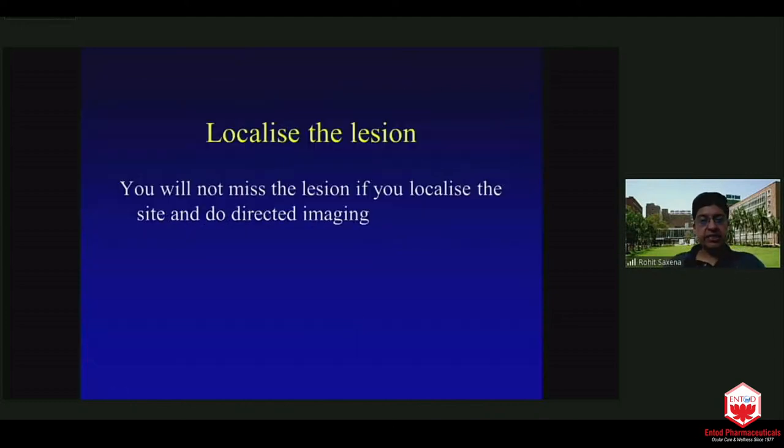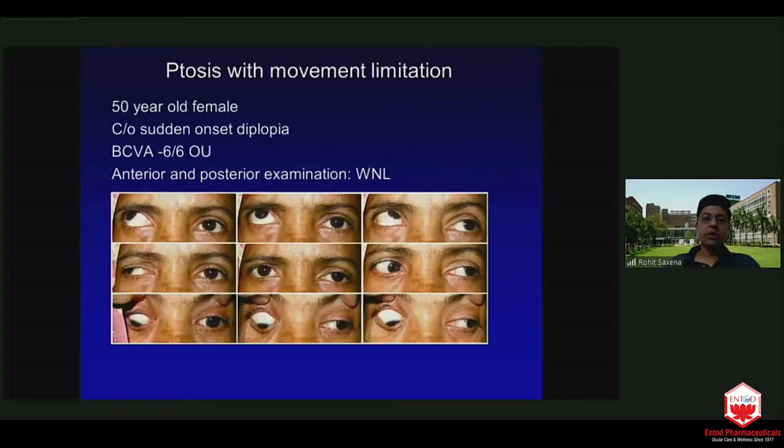The key message in these kinds of cases is we must localize the lesion. The moment you have polyneuropathy or a set of signs involving multiple sites, you should be able to localize the lesion and advise the imaging and brief the radiologist so that a proper diagnosis can be made. In this patient, if an MRI or a CT brain was done, there was a possibility that we would have missed the lesion. So the key thing is localize the lesion.